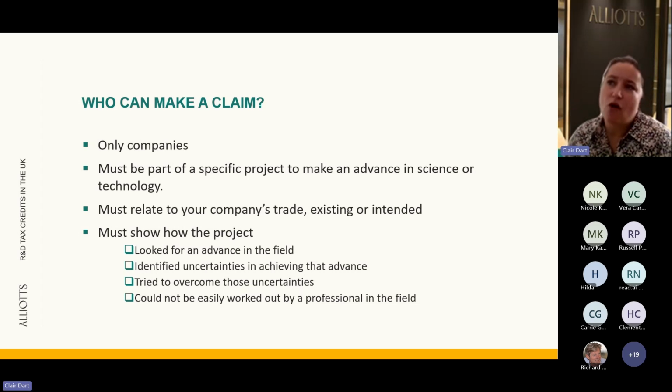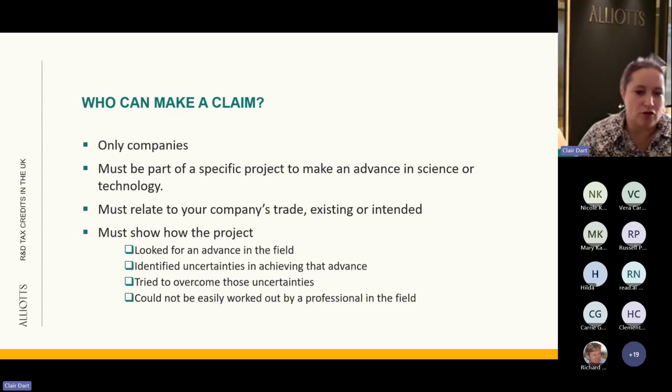There are 4 key points that you need to demonstrate to prove eligibility, and you have to be able to demonstrate all 4 of them completely, not in part, not 3 out of 4, but all of them. So primarily, you're looking for an advance in the field. So you are looking to advance some science or technology and to change something that exists already, or to improve something or bring something new that didn't exist.